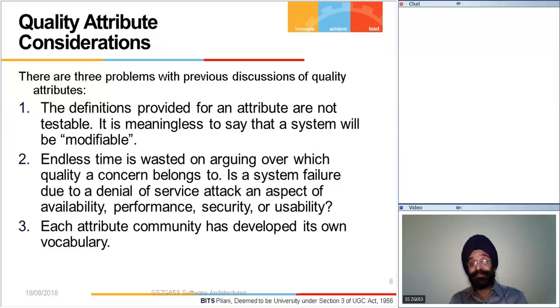these definitions provided for an attribute, we have got a lot of definitions. We'll talk here about availability, performance, usability, testability, modifiability. So each one of these, we've got to understand what this quality is about.